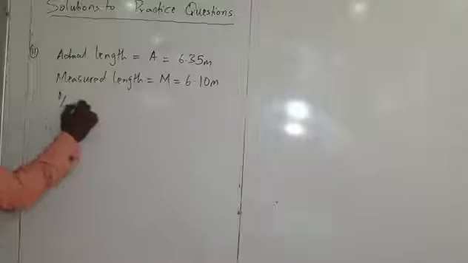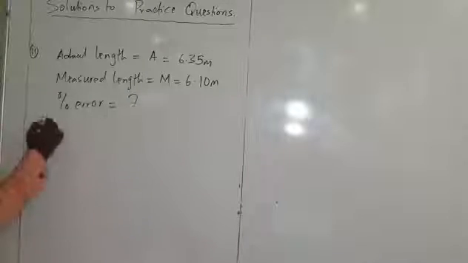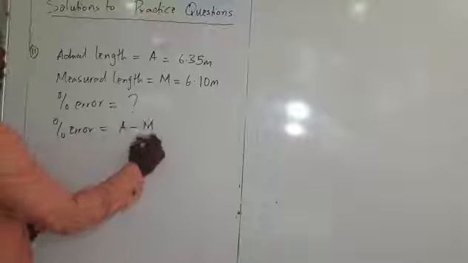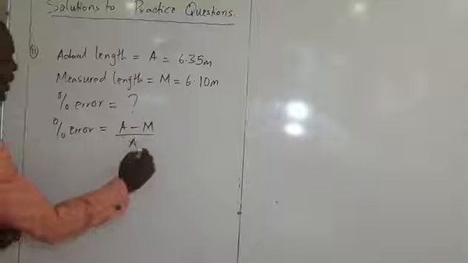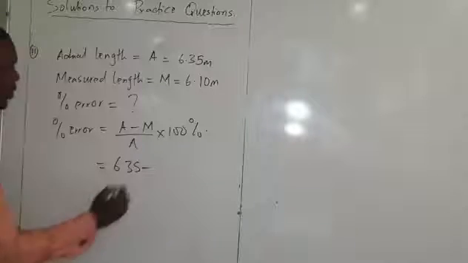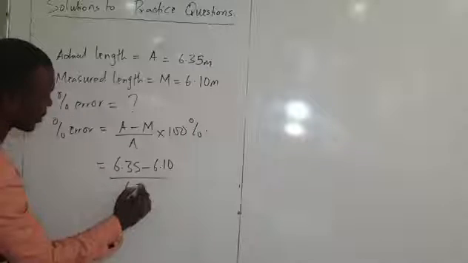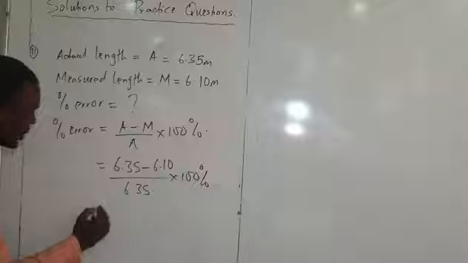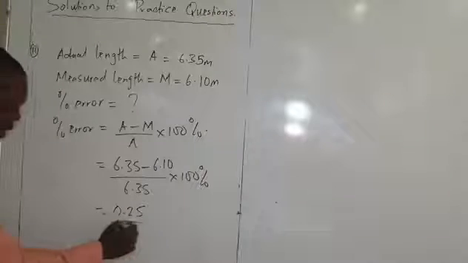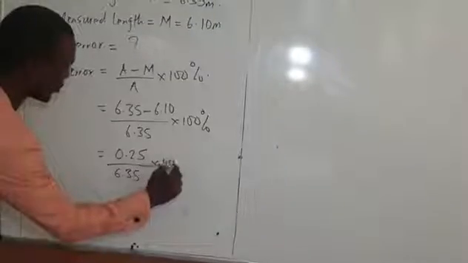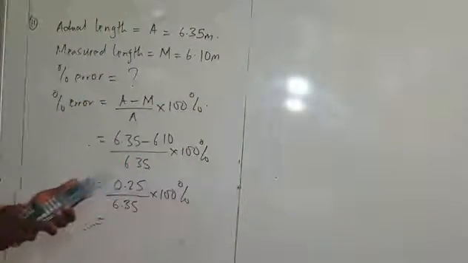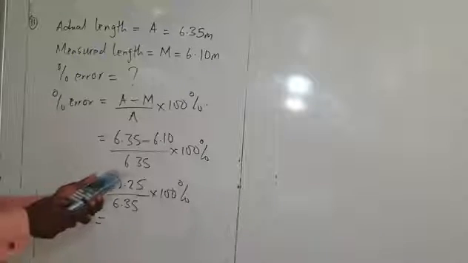So what's the percentage error formula? Percentage error equals actual length minus measured length all over actual length multiplied by 100%. So actual length is 6.35. So we have 6.35 minus 6.10 all over 6.35 multiplied by 100%. That is 0.25 all over 6.35 multiplied by 100%. So which is equal to 0.25 divided by 6.35.